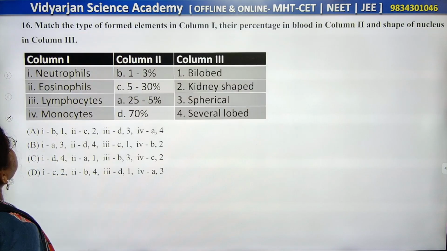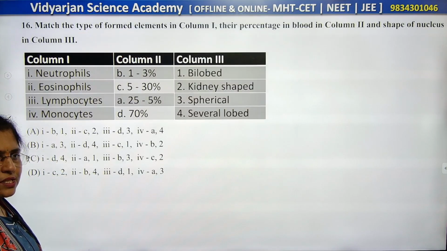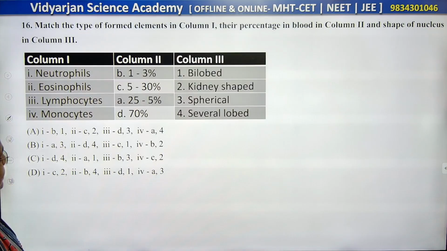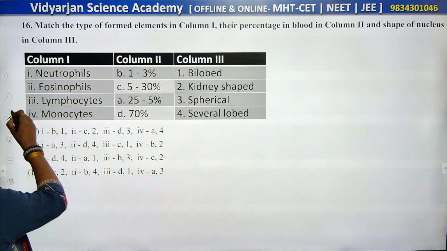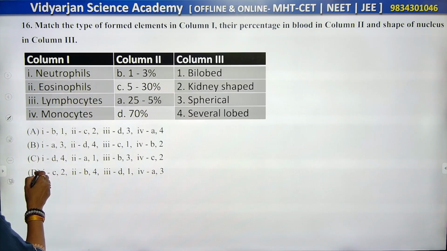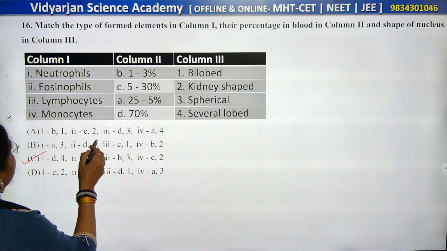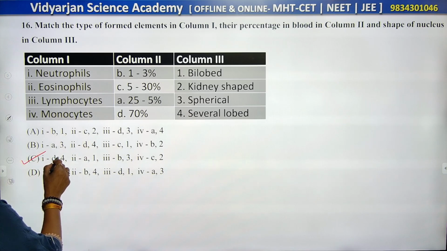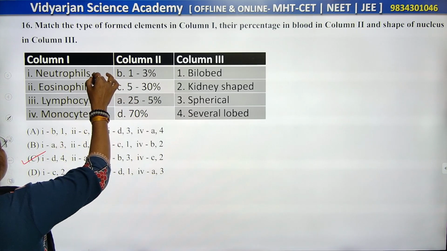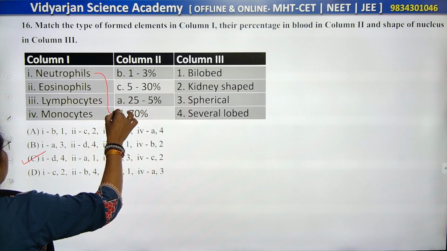Next question. See here, the next question is based on that only. So read the chart carefully, it will give you the neutrophils, then you have eosinophils, then you have lymphocytes and monocytes. So what is your correct answer here? Now you should know the shape of the nucleus also. C is the correct answer. Let us have the match here. Neutrophils, what is neutrophils here? That is D. D is the correct answer here.